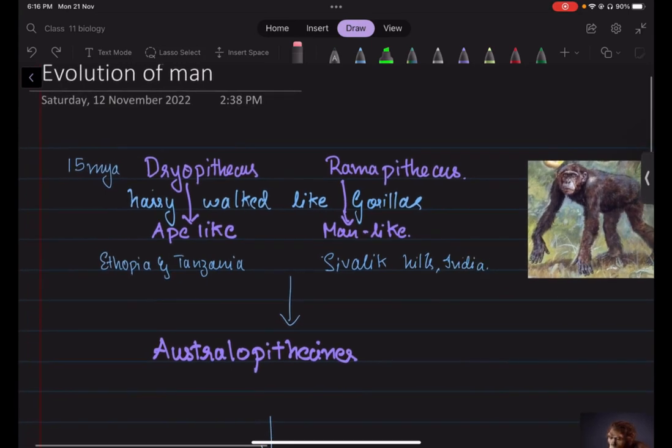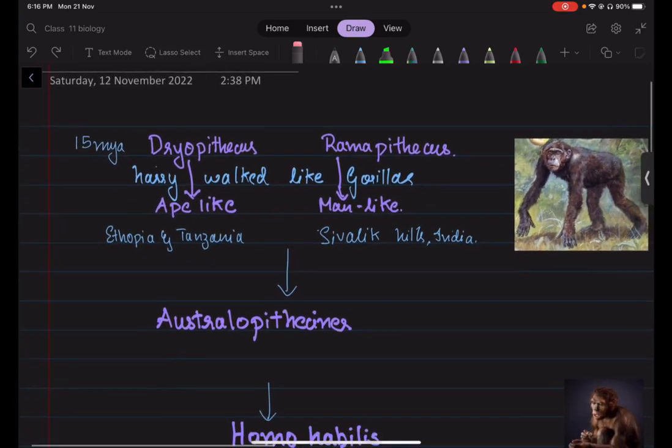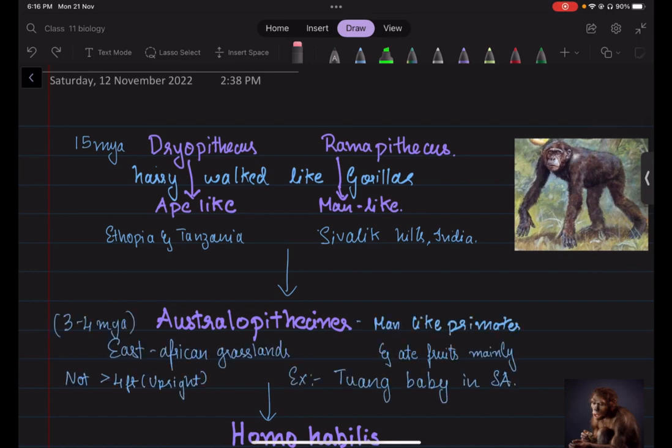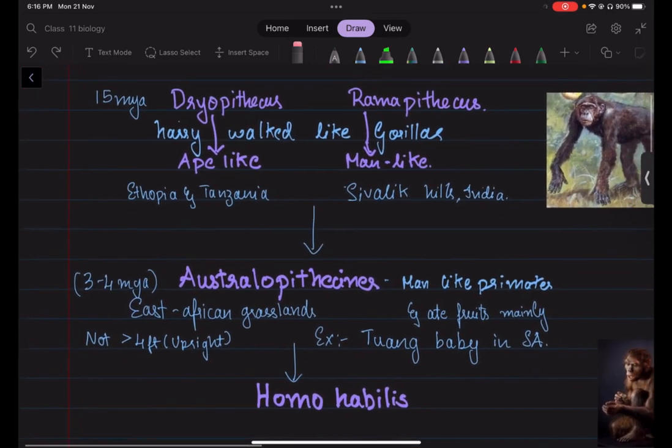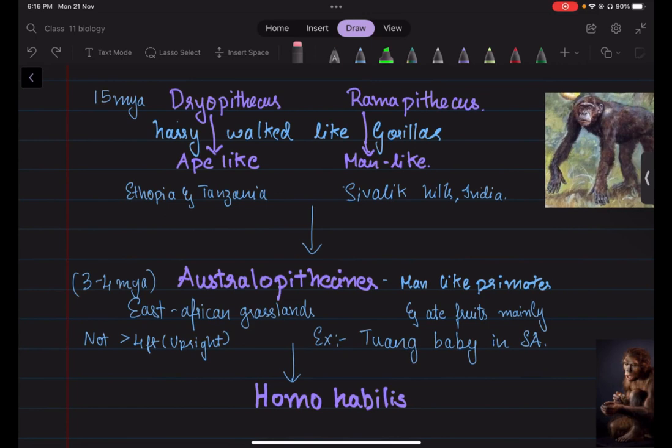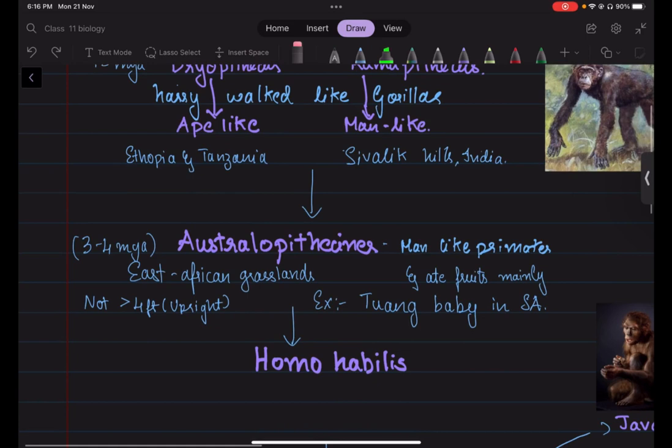From Dryopithecus and Ramapithecus, we have the Australopithecus or Australopithecines, which dwelled around 3 to 4 million years ago in the East African grasslands. These were man-like primates which were not more than 4 feet tall, but they walked kind of upright. An example of Australopithecus is this Taung baby found in South Africa.